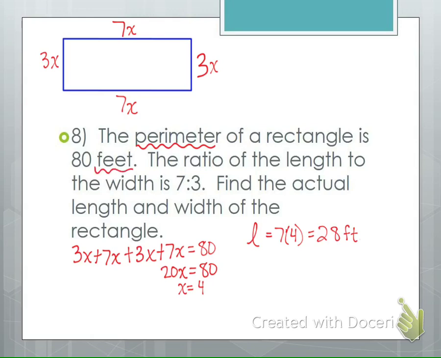They snuck the units in on us. What about the width? 3 times 4 is 12, and the units again are feet. So there would be my length and my width. Again, the trickiest part about this problem, other than maybe remembering how to find perimeter, is that you've got to stick those x's in there. Questions, concerns, need more time with number 8?